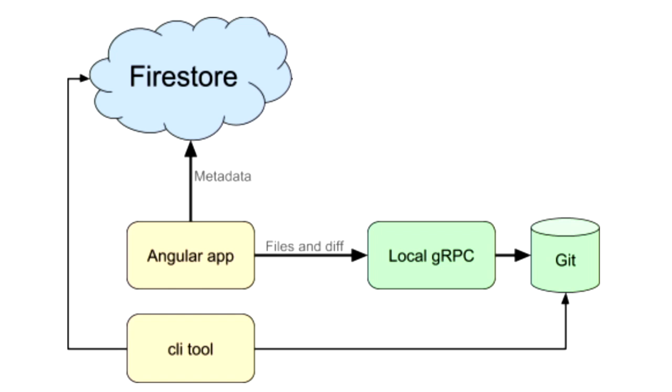Now, how it does all that is this architecture. You have the Angular app in the middle, and it gets the metadata from Firestore. It gets the files, the code, and the diff from a locally running server, so no code actually gets off of your machine at any given time, which is why you can work with private and public repos and stay secure. Then it gets the data from Git, and that's why it works with the Git protocol and can work with various hosting providers. That's basically the architecture.